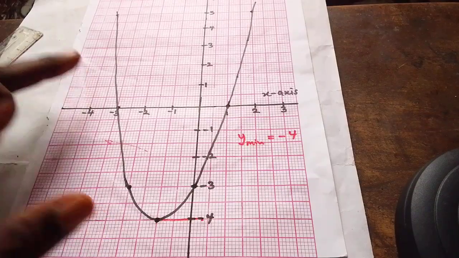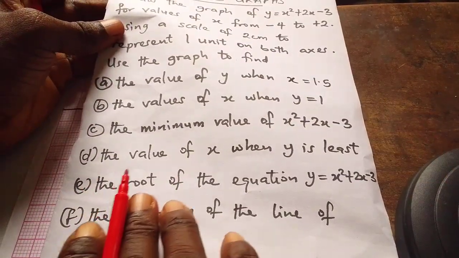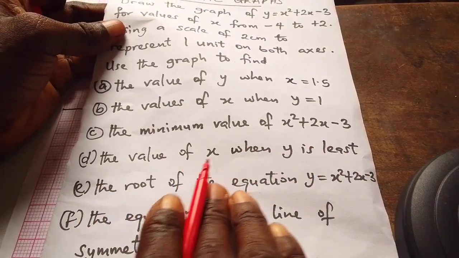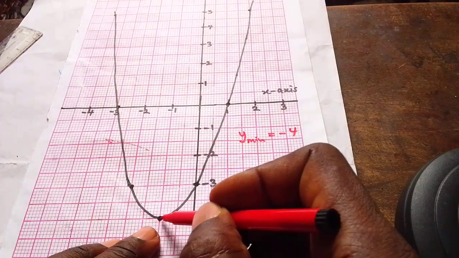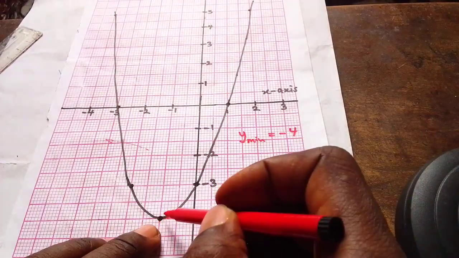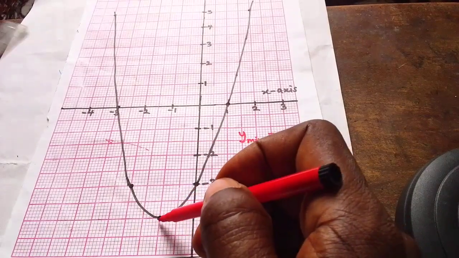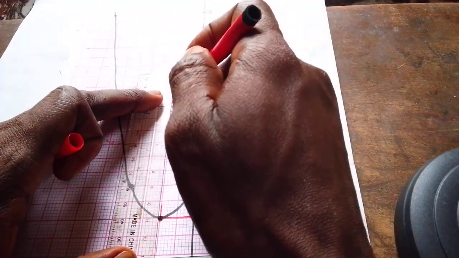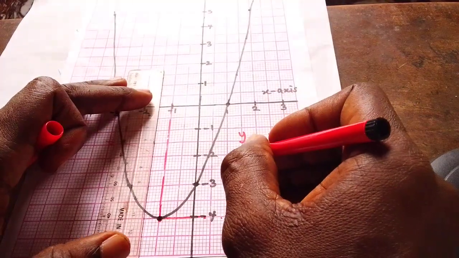Then D states the value of x when y is least. It means the value of x when y is minimum. At this point where you have the least value, y minimum is minus 4, and you are told to look for the corresponding value of x. So at this point, you trace it to the x-axis. Here you realize that x will be equal to minus 1.